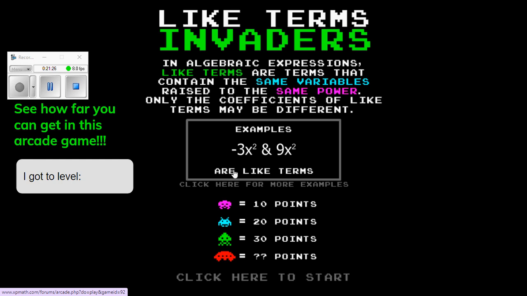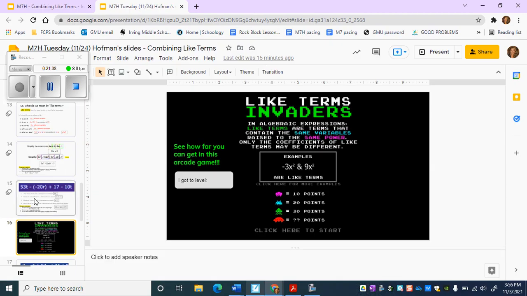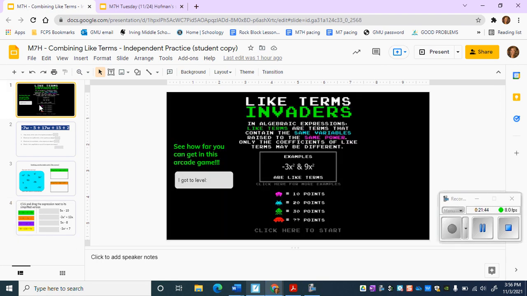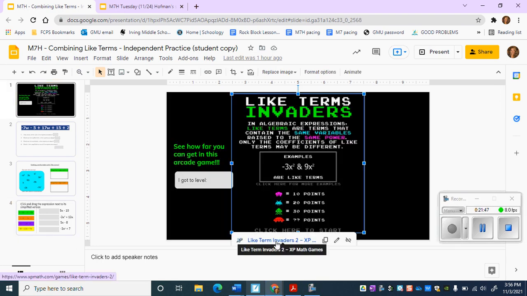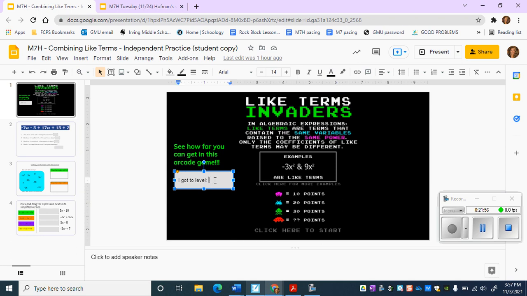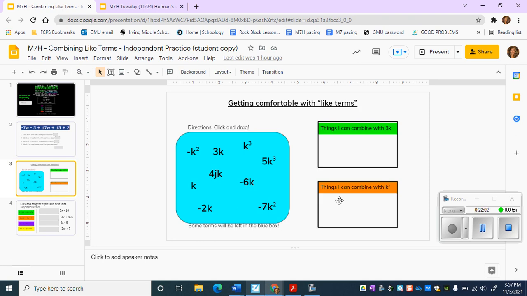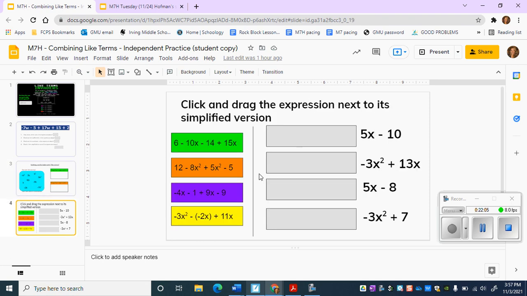Now there is this game for you guys to play. It's going to be in the slides that I post for you all. And in the slides, you're going to tell me what level you got to in the game. So in your independent slides, which is over here, this is the student copy, when you click right here, that takes you to the game. Just play until you level out or don't have any more lives left. And then right here, type in and tell me what level you got to. And then in the slides, there's this question. There's clicking and dragging here and clicking and dragging here to match. And then after that, you'll have a check for understanding.